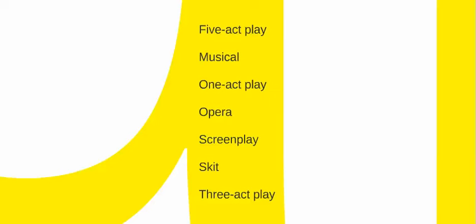A one-act play is a very short play that just contains one act. An opera, a stage drama that is usually set to classical music with singers and instruments, and the singing is usually continuous. A screenplay, similar to a play, but contains additional instructions for producing a film, such as camera positions and movements. A skit, which is a short satirical or humorous comedy sketch or story. And a three-act play, which is, funnily enough, a play containing three acts.